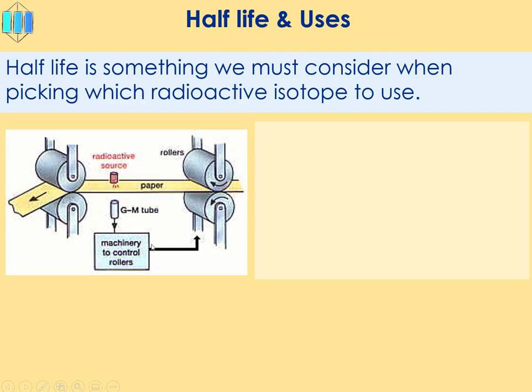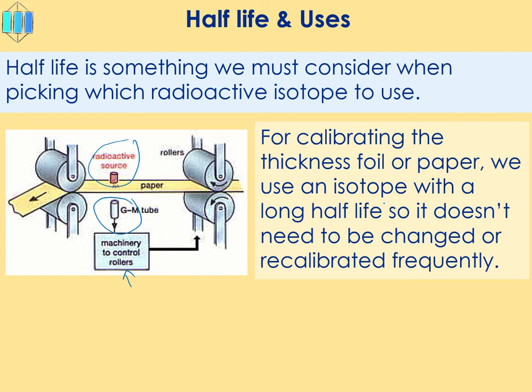So if we think about something like this, which is where we're using beta decay for calibrating foil thickness, if you remember how this works, you've got your radioactive source on one side and your Geiger-Müller tube on the other side. You need to have something that's going to be giving out quite a constant rate of alpha, beta or gamma, probably beta, because otherwise you're going to have to keep recalibrating this machine often. So what you would want for this machine is something with a very long half-life so that you don't have to calibrate it too often.